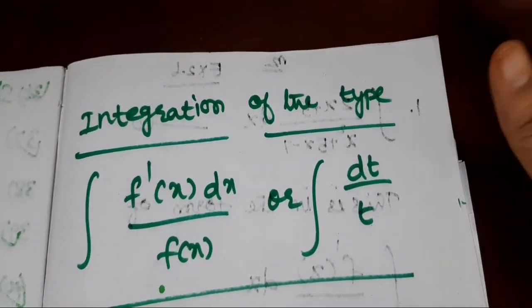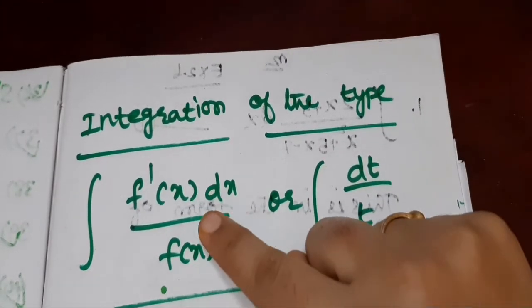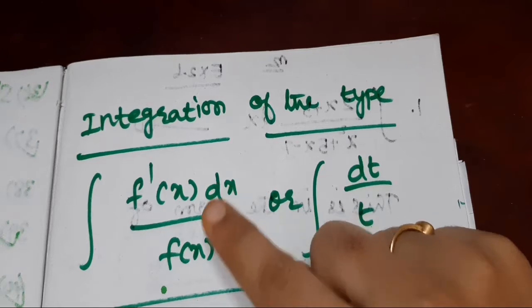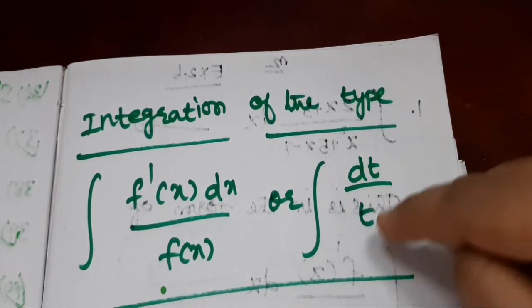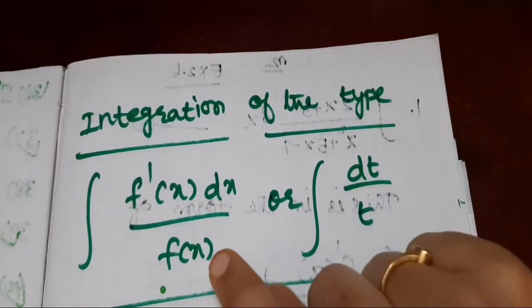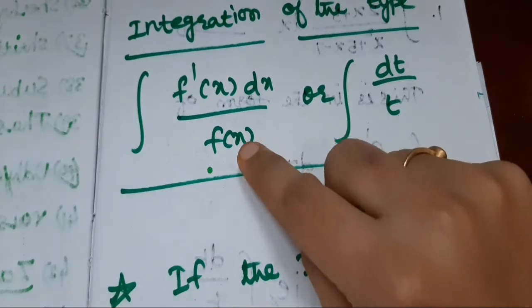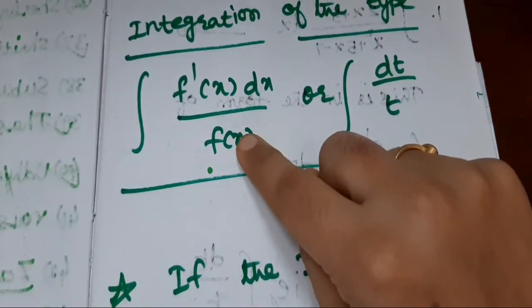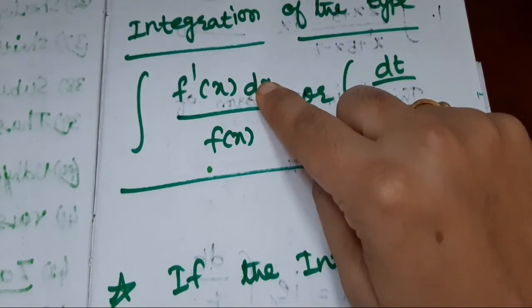Today we are going to discuss the integration of the type integral of f dash of x dx by f of x, or dt by t, integral of dt by t. This is nothing but just checking whether the derivative of the denominator is in the numerator or not. This is the thing you want to check.